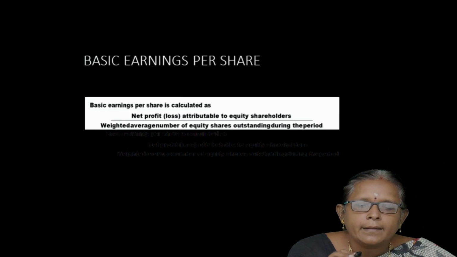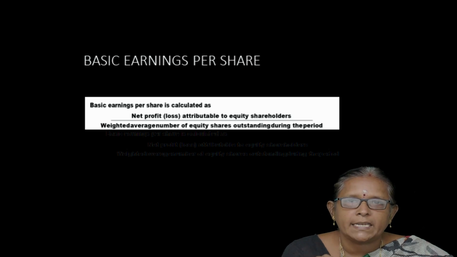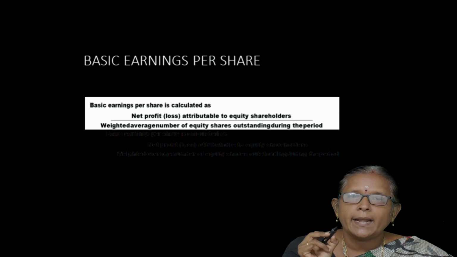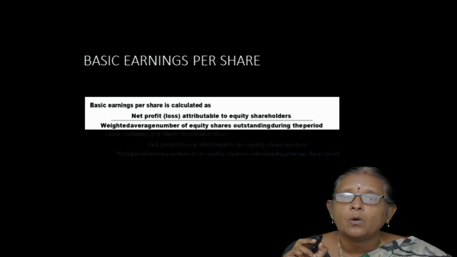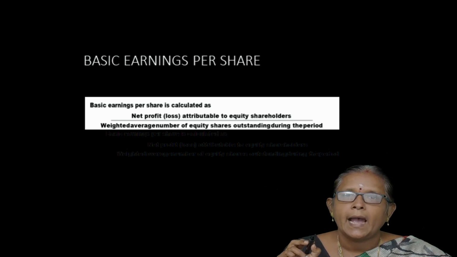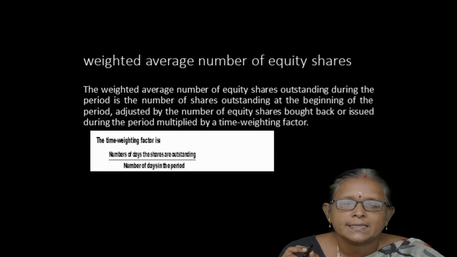See, in denominator, weighted average number of equity shares outstanding during the period. So in numerator, we have already found out net profit attributable to equity shareholders, that is earnings available to equity shareholders. In denominator, weighted average number of equity shares outstanding during the period. I have two problems for you. So let's go to the next slide.